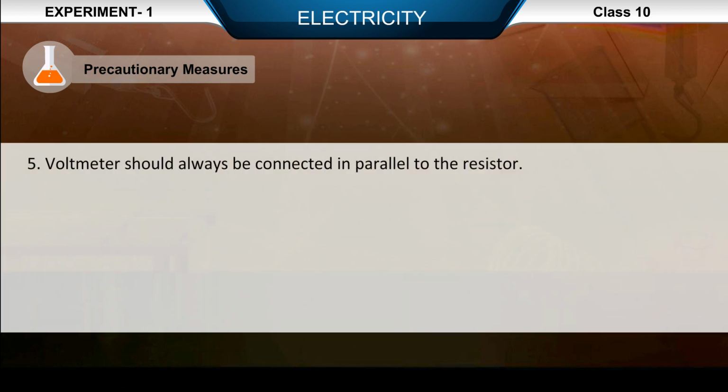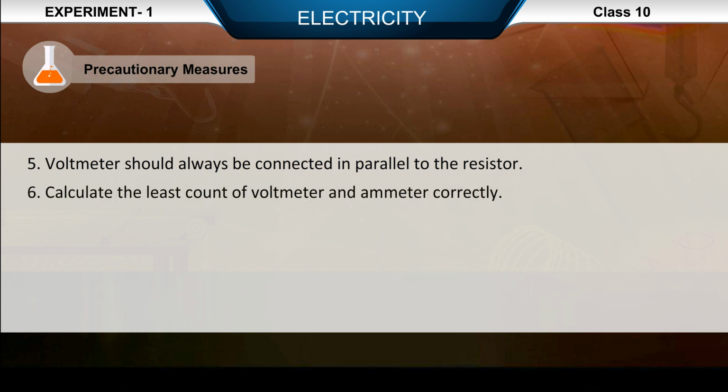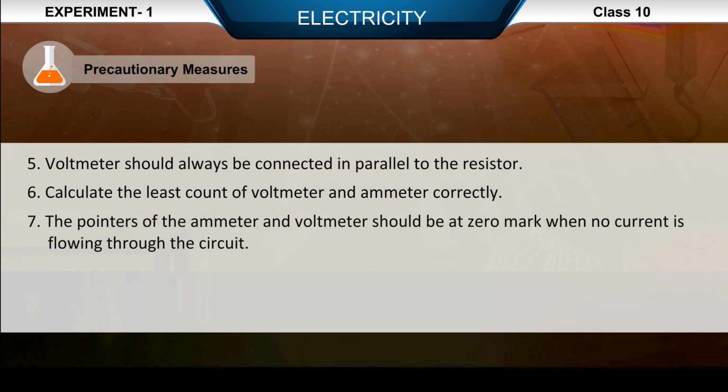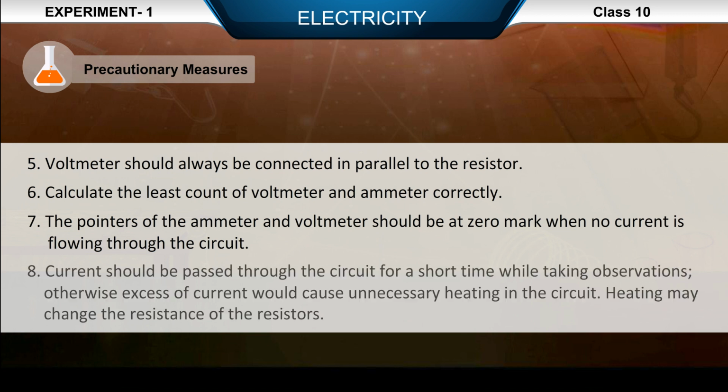5. The voltmeter should always be connected in parallel to the resistor. 6. Calculate the least count of voltmeter and ammeter correctly. 7. The pointers of the ammeter and voltmeter should be at the 0 mark when no current is flowing through the circuit. 8. Current should be passed through the circuit for a short time while taking observations. Otherwise, excess current would cause unnecessary heating in the circuit. Heating may change the resistance of the resistor.